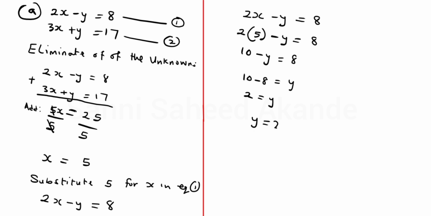So you can see finally, therefore the value of x is equal to 5. And then the value of y is equal to 2. So that's how to solve simultaneous equations using the elimination method. Now if you go back to the question, we still have b, and this is question b.